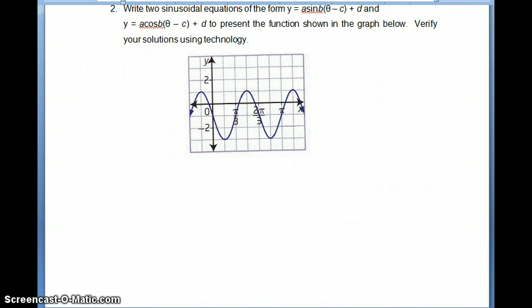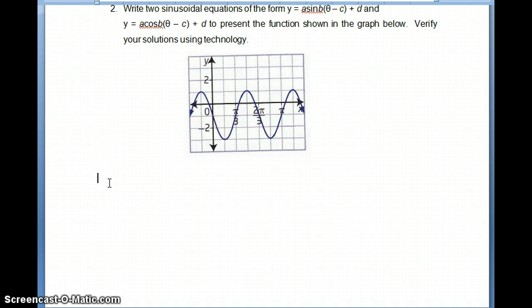Example 2 says to write 2 sinusoidal equations of the form y is equal to a sine of b times theta minus c plus d, and y is equal to a cos b multiplied by theta minus c plus d, to represent the function shown in the graph below, and then we can verify our solutions using our graphing technology. We're going to start off with y is equal to a sine b theta minus c plus d.